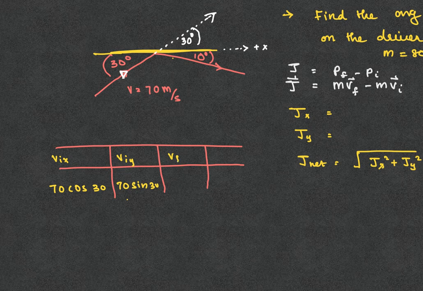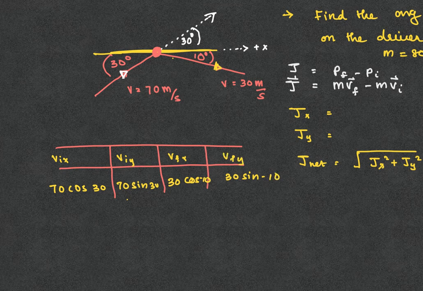For the V final components, that arrow is already pointing away from the center. The center is over here, and as long as it is pointed away from the center, all good. So if we take that final velocity to be 30 meters per second, I think these are the values we used yesterday, then we have 30 cosine negative 10 for V final x, and 30 sine negative 10 for V final y.